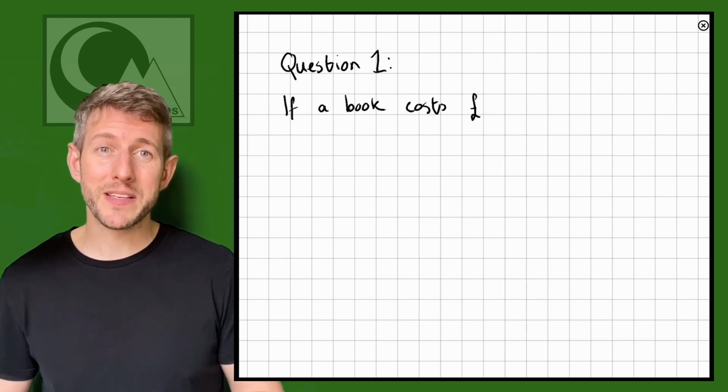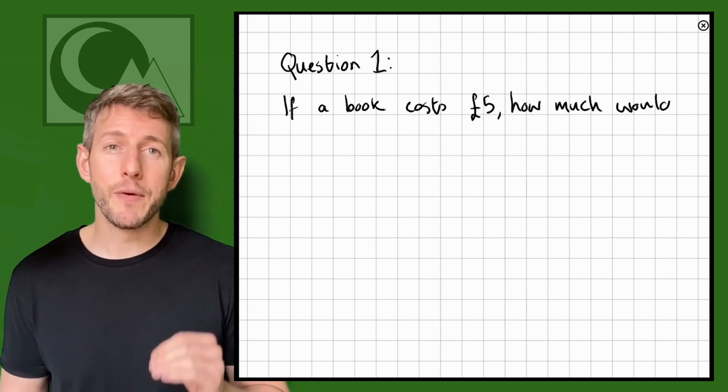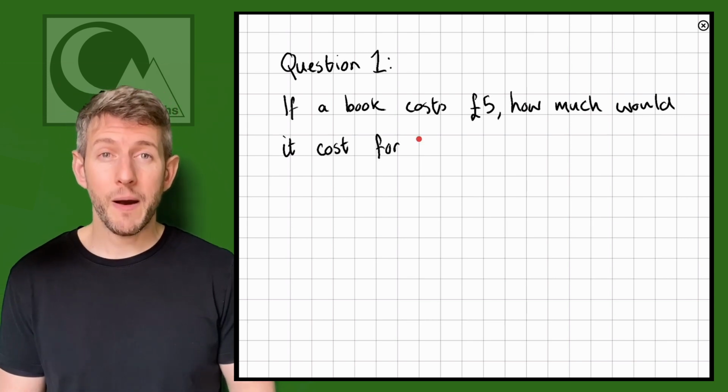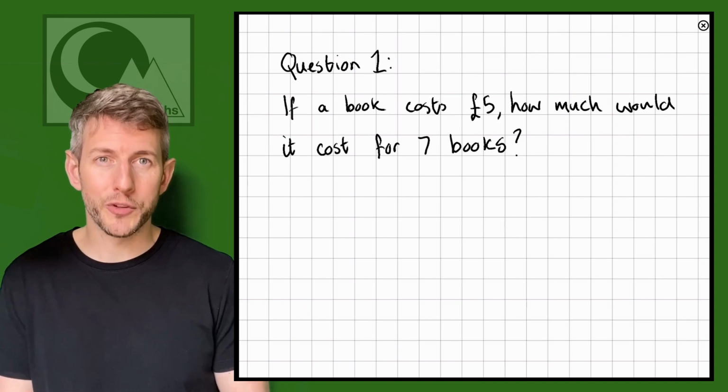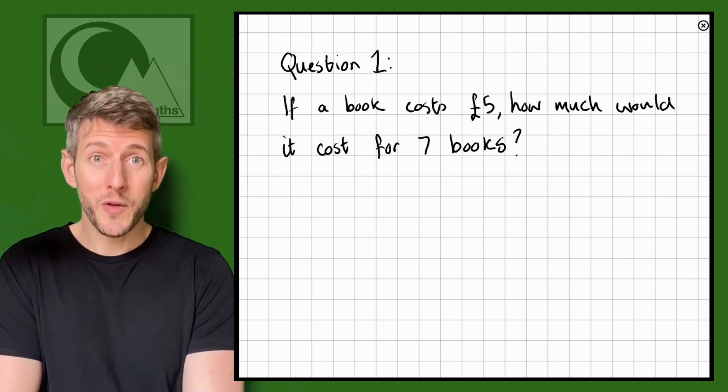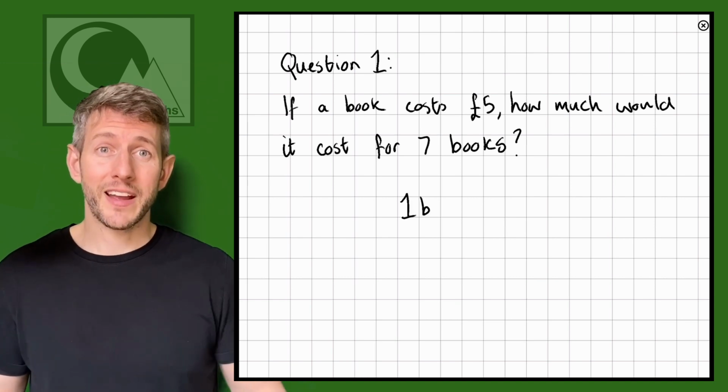Let's have a go at practice question 1, and it says if a book costs £5, how much would it cost for 7 books? Okay, so we know that each book costs £5, and there's 7 of them.